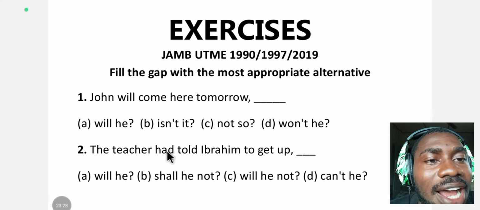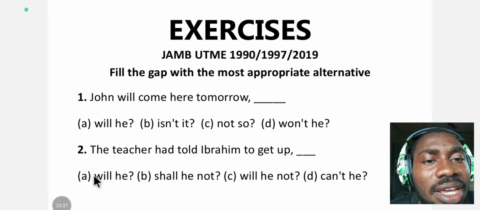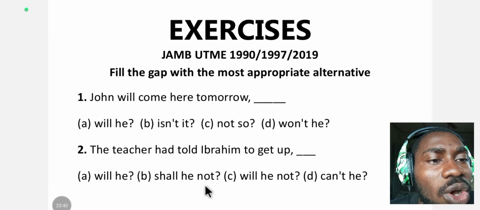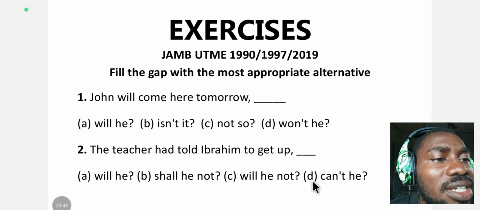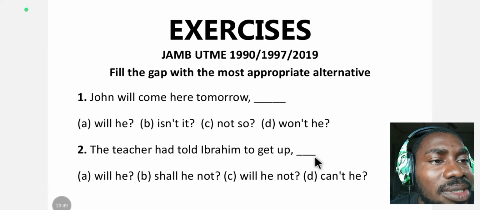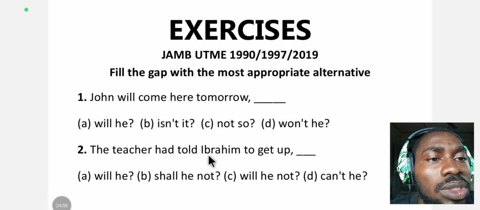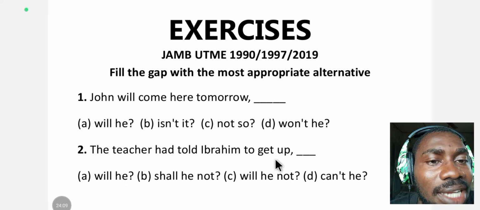Number 2: The teacher had told Ibrahim to get up, dash. A, will he? B, shall he not? C, will he not? D, can't he? What's your answer? You answered right. The correct option is A, will he? The teacher had told Ibrahim to get up, will he?